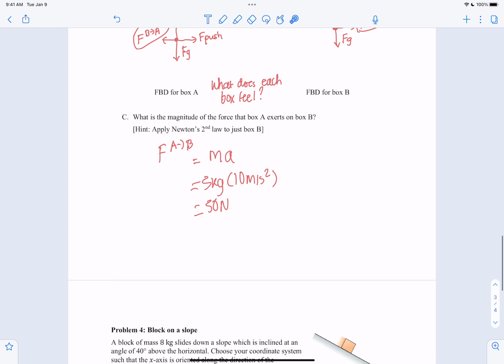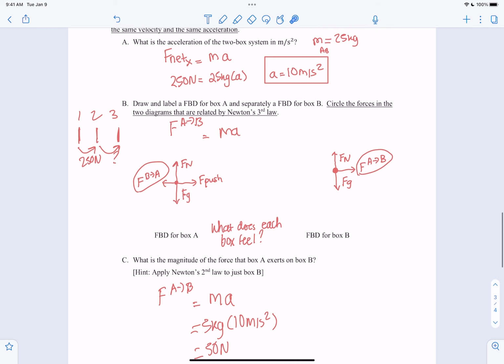Yep, the mass of B is 5 kilograms. It says apply Newton's second law to just box B. This should be relatively the same for your de novo section. For part B, they just wanted you to draw the free body diagram for box B and not box A. And then C is the same as well.